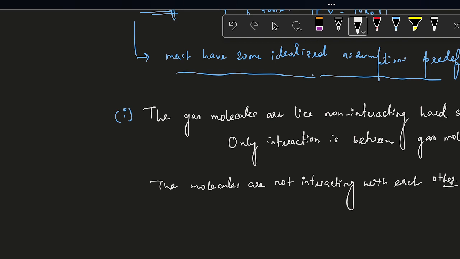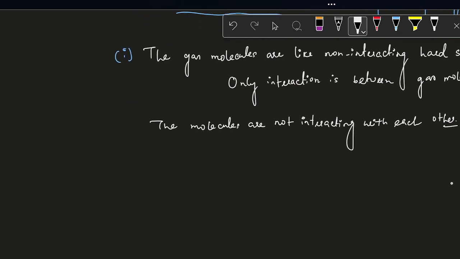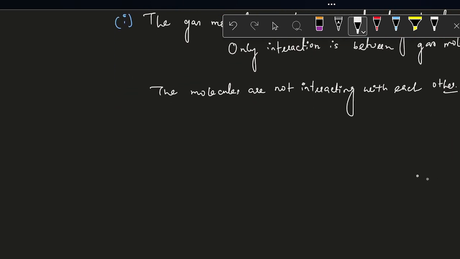So this is an assumption. Obviously, this is not true in a practical case. It is not possible that the gas molecules are just moving in proximity to each other and not having any interaction between themselves. So this is just an assumption that is followed to declare that the gas is an ideal gas. That's why it is an idealistic assumption to make things less complicated.